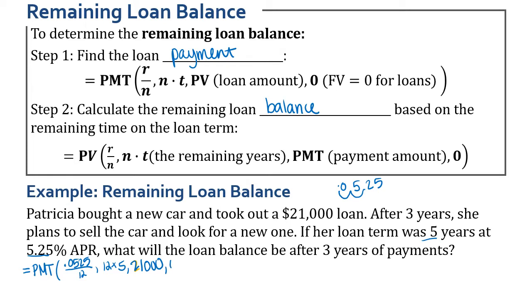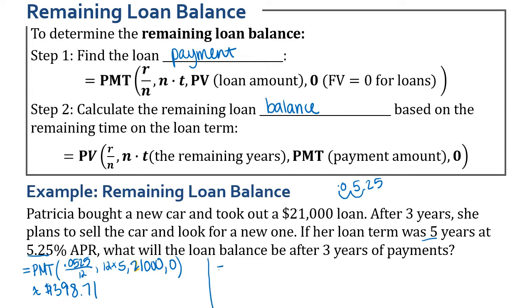And we want the future value of the loan to be fully paid off, so we want that to be 0. So when we do that, we get about $398.71. So when she initially took out the loan for 5 years at 5.25% APR, she has a payment of $398.71.